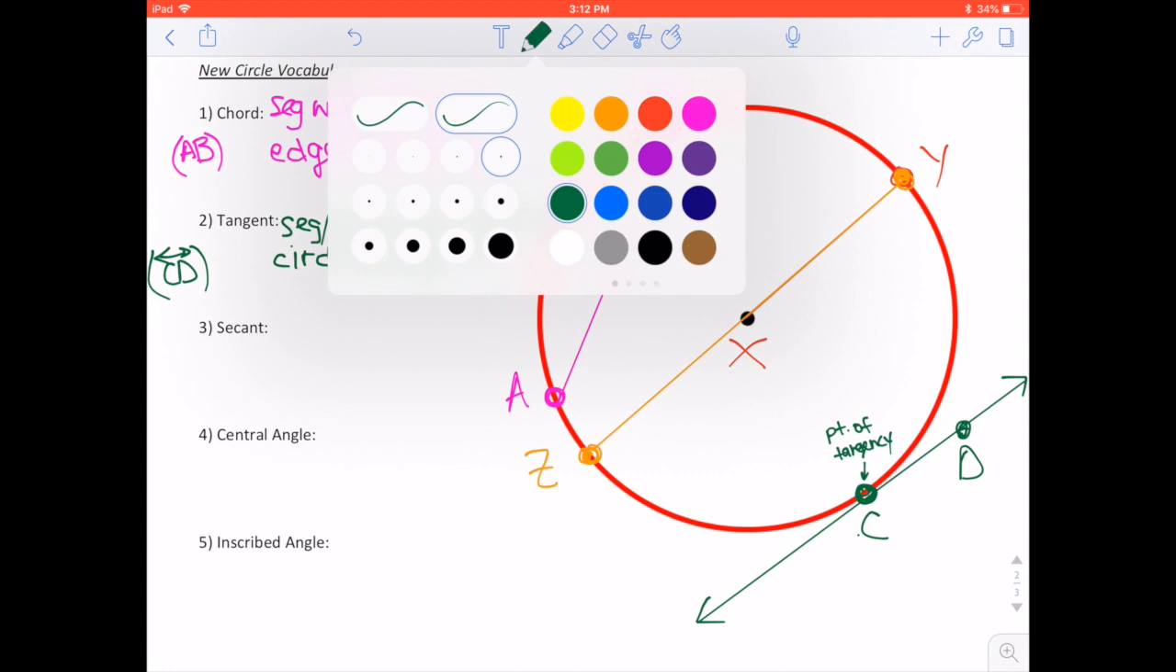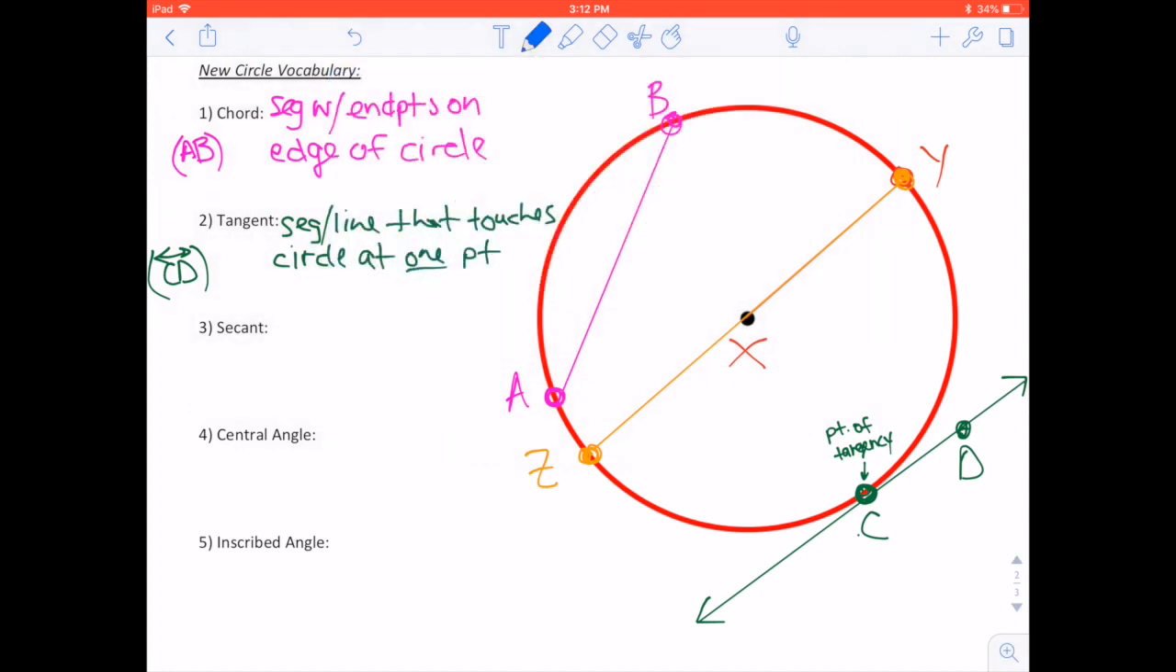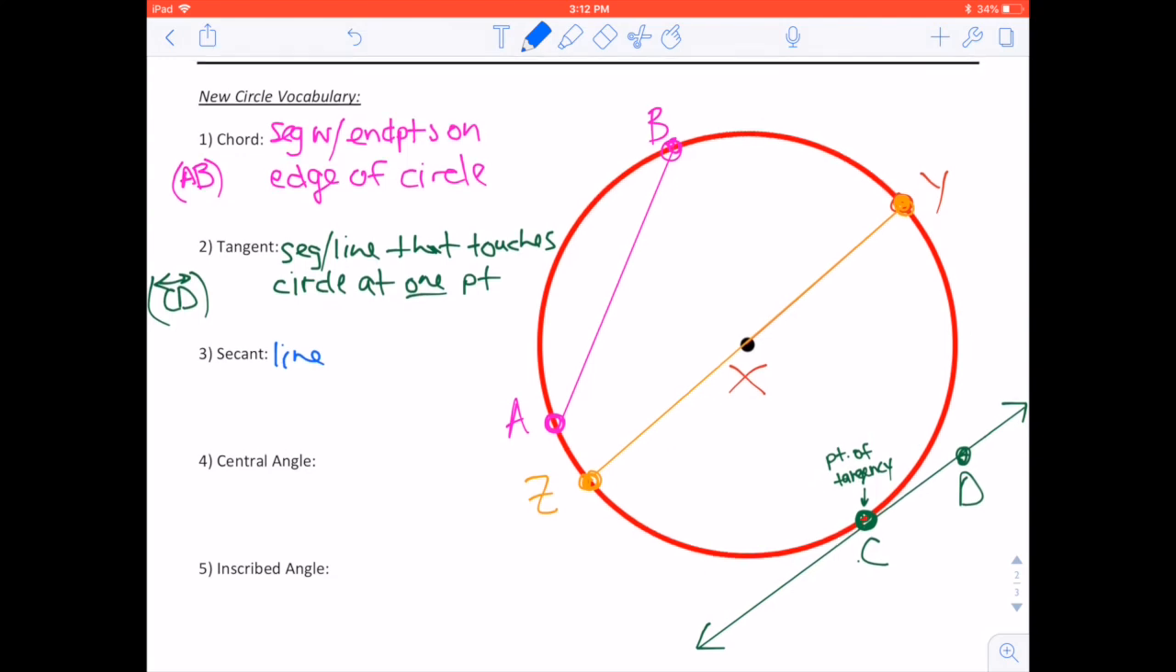Alright, now let's move over. Let's go to a secant. Okay, a secant is definitely going to be a line. The thing about a secant is it's literally just an extension of a chord that goes outside of the circle's edge. So if I take my segment AB, which we called a chord, and I extend it, let's line this up so it actually matches with where those points are. Now, boom, that's a secant line. So that would be line AB as a secant line.